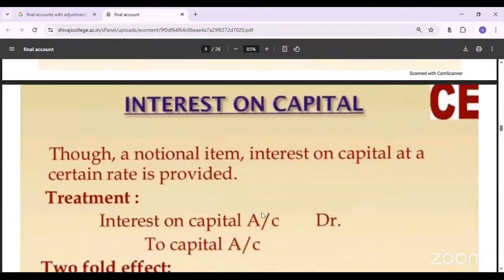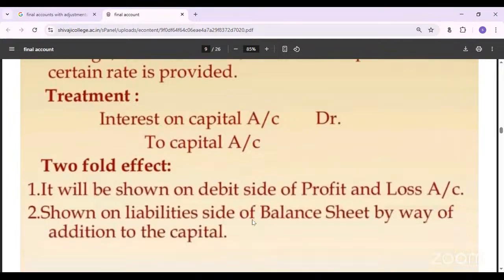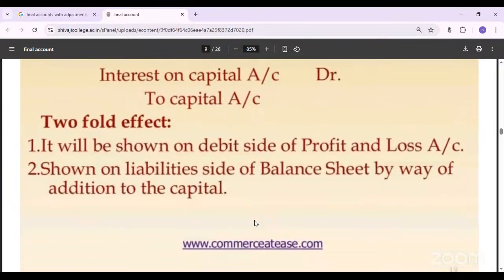Then interest on capital. The journal entry is interest on capital account debtor to capital account, because it is on the capital, hence it is transferred to the capital. So the two effects are: in the P&L account, we show it once on the debit side. Again, on the liability side of the balance sheet, we need to add this interest on capital to the capital.